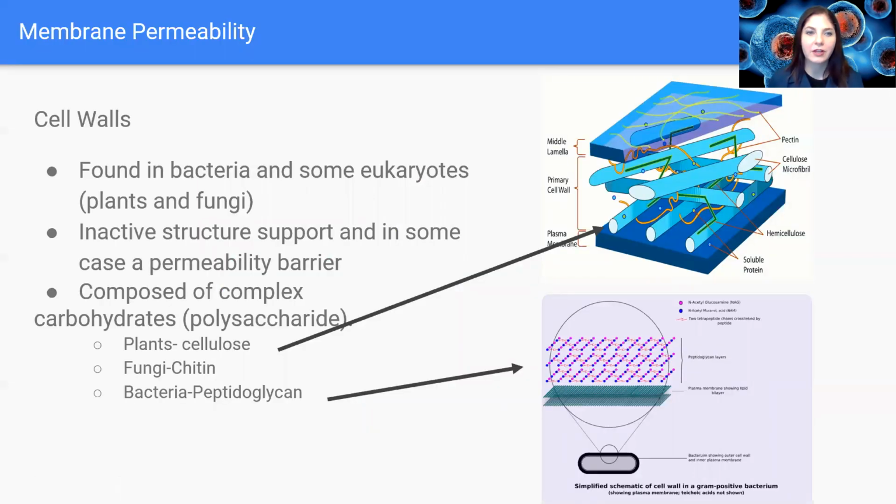So we also have cell walls. Now, cell walls are found in bacteria as well as some eukaryotes, including plants and fungi. Most of the time, these are inactive structures and they serve for support. And in some cases, they serve as a permeable barrier. They're composed of complex polysaccharides, poly meaning many, and saccharides referring to our carbohydrates, specifically sugars. So in plants, the cell wall is composed of cellulose, in fungi, the cell wall is composed of chitin, and in bacteria, the cell walls are composed of peptidoglycan.